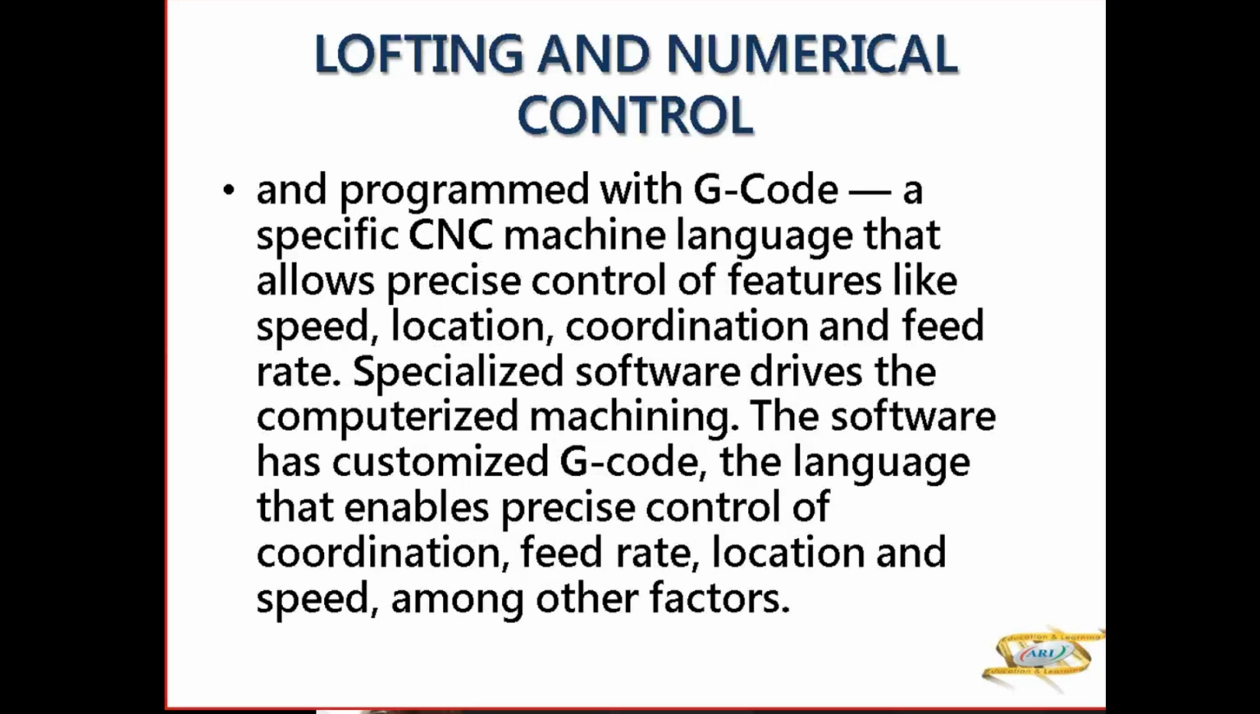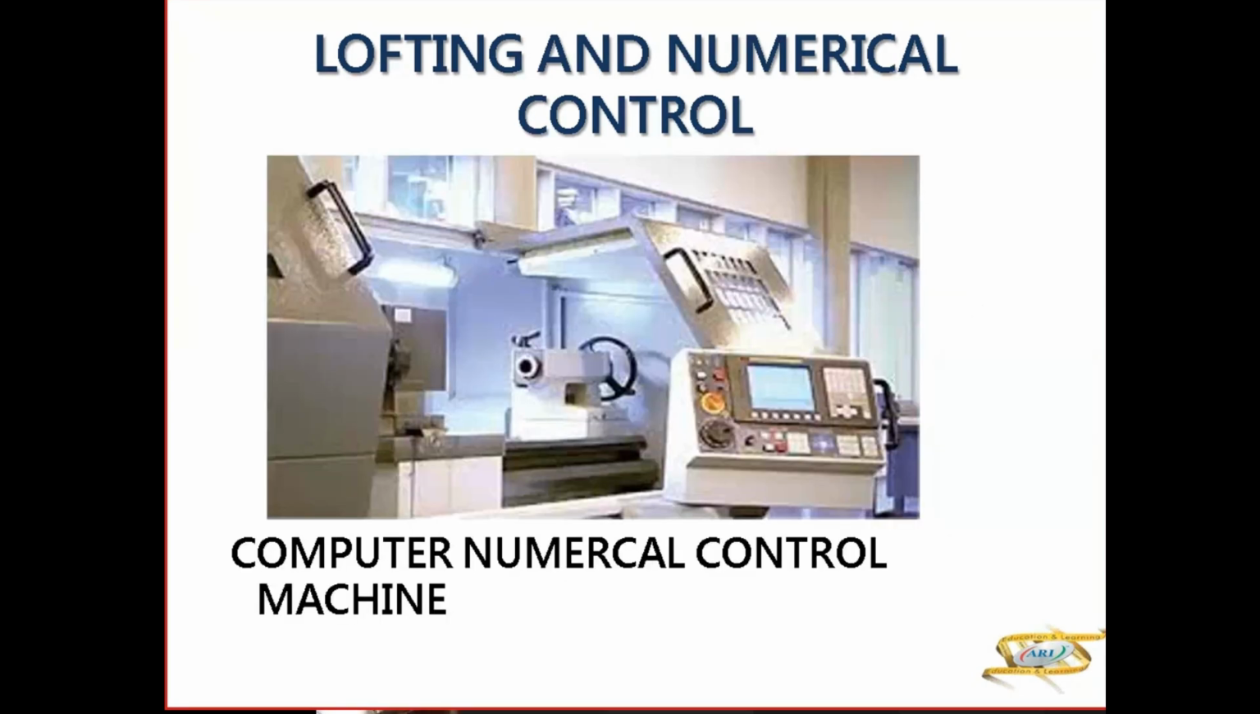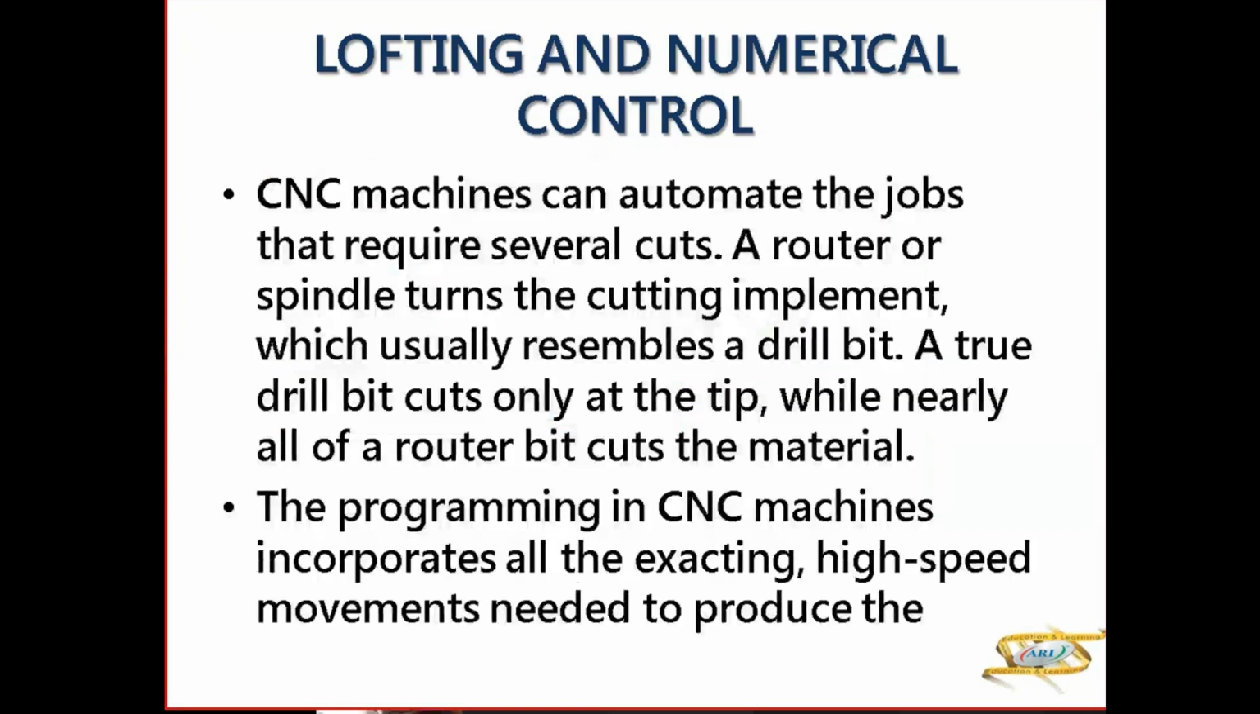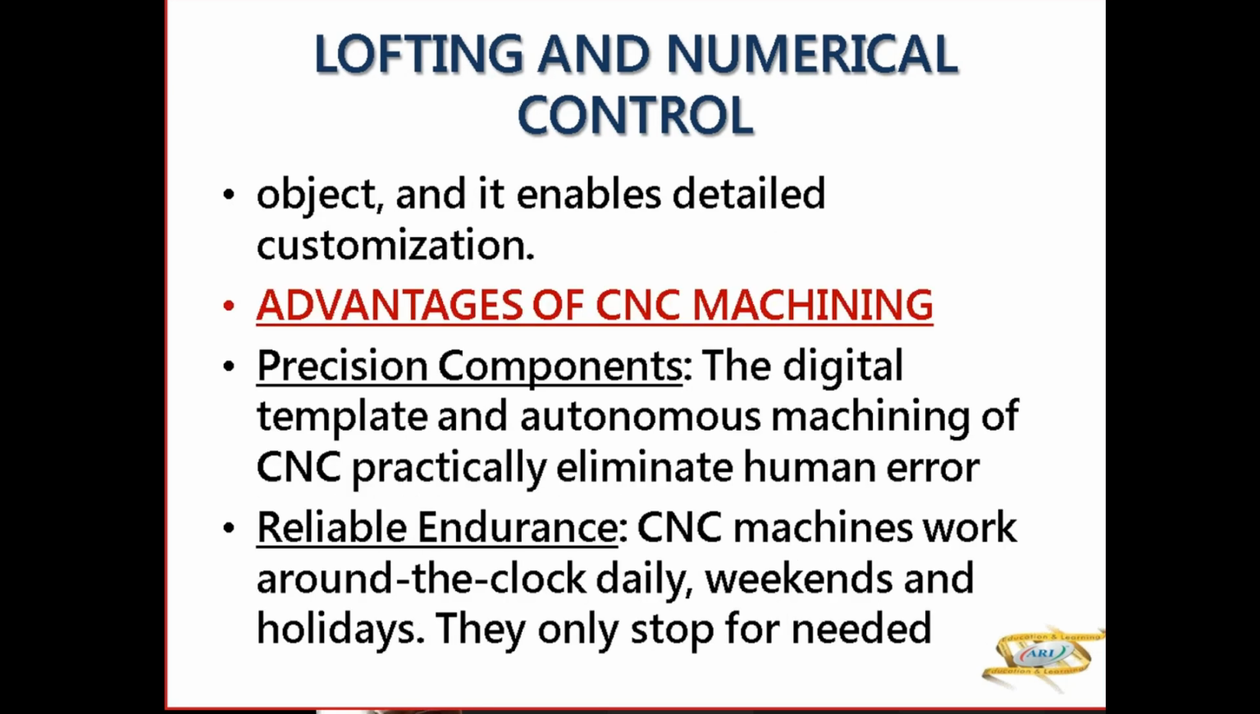सो दिस अलाउज योर प्रिसिजन ओवर योर स्पीड, लोकेशन, कोऑर्डिनेशन, फीड रेट, एंड this language enables precise control of coordination, feed rate, location, speed of your machines. Now, इस मशीन से मैनुअल लेबर खत्म हो जाता है, so you can automate your job. A root or a spindle can be used which resembles your drill bit, and accordingly you can cut. And the speed is more, volumes can be generated without any errors, and you can customize your machines.